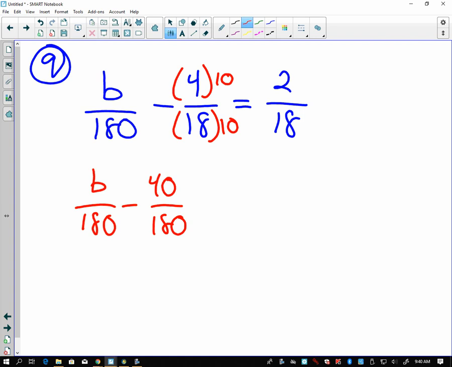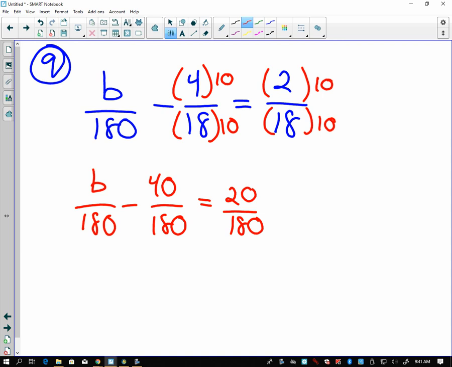Oh, you're doing that over here. Okay, times 10 times 10. So that equals 20 over 180. Okay. All right. But b over 180 minus 40 over 180, what's that coming out to? I still have two fractions. I started with two fractions.